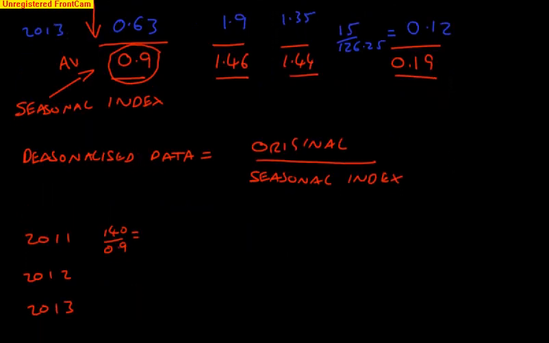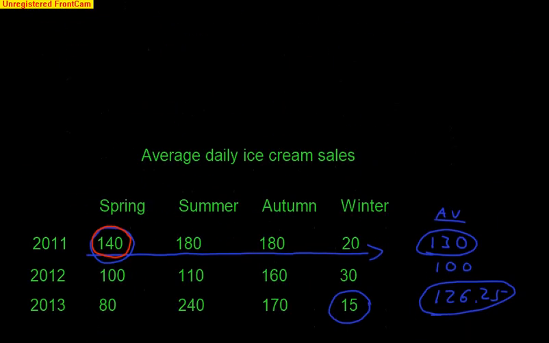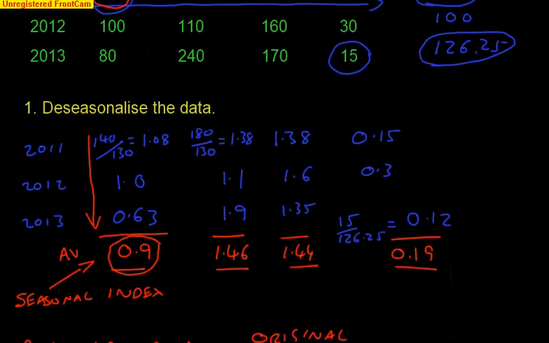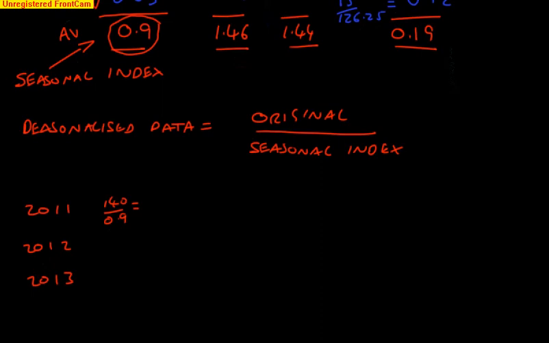This time I will round off my answers to whole numbers. I'll do that because we're talking about average daily ice cream sales, and you'd want that in whole numbers of ice creams. So here we go. I'll round these off to the nearest whole number and I will end up with 156.